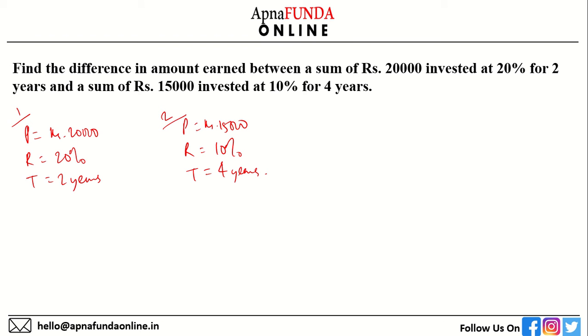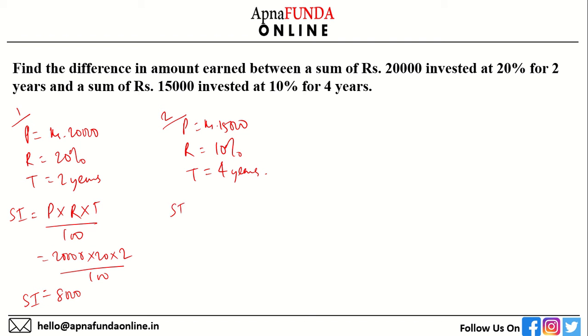Okay, let's solve this. In the first case, simple interest is equal to principal into rate into time divided by 100. So let's solve this. Principal is 20,000 into 20 into 2 divided by 100, sorry. So this will be 8,000. 8,000 is the simple interest, correct?